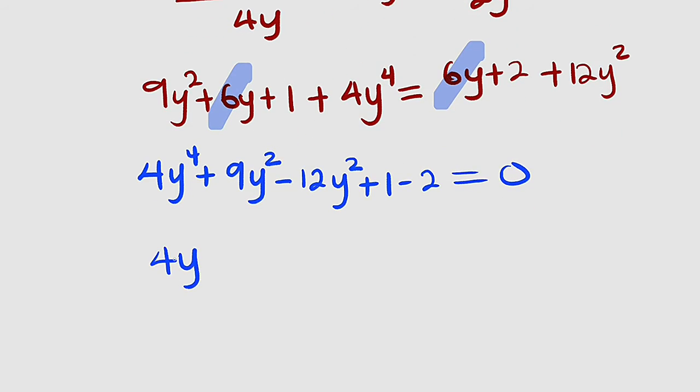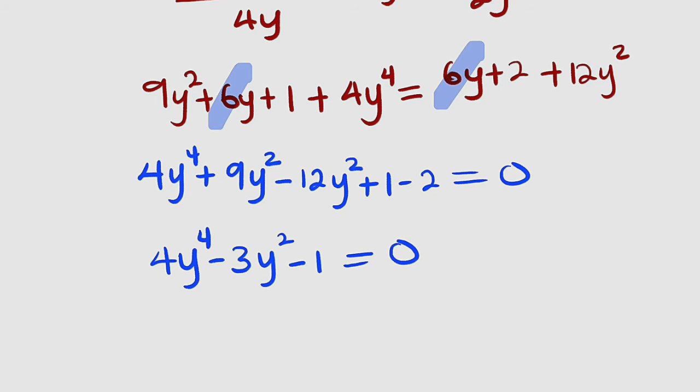This is 4y to the 4th power. Then 9y squared minus 12y squared is negative 3y squared. Then 1 minus 2 is minus 1. The whole of this equal to 0.